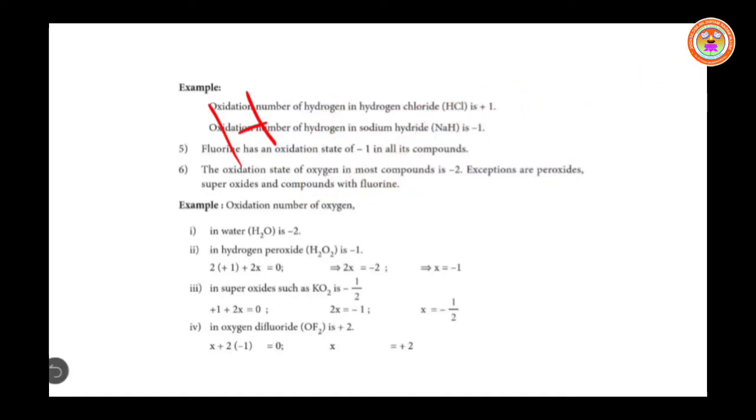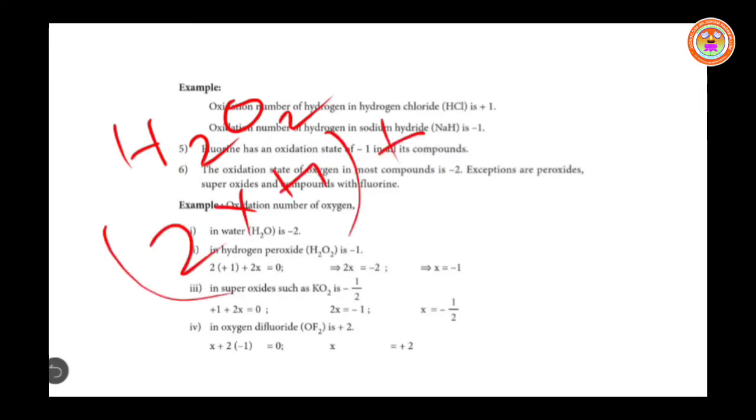Now we can see peroxide. Let us consider hydrogen peroxide. The formula of hydrogen peroxide is H2O2. Now we can substitute the oxidation state of hydrogen. The oxidation state of hydrogen is plus 1, so 2 into plus 1. Then there are two oxygen atoms, let it be 2x, that is equal to 0. Children, if there is no charge on the molecule, we should write equal to 0.